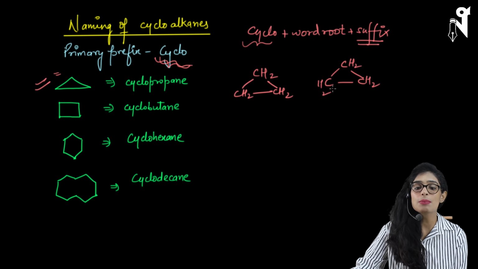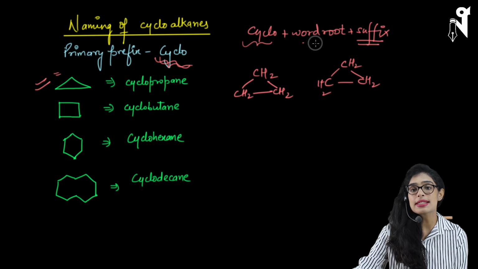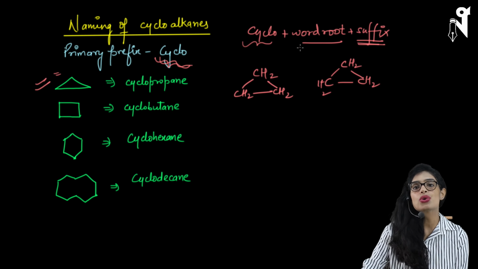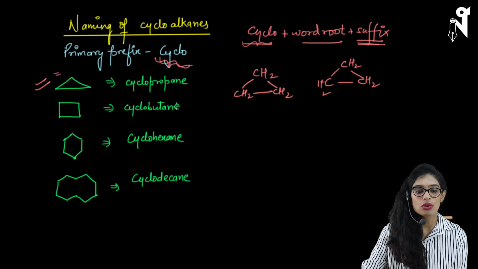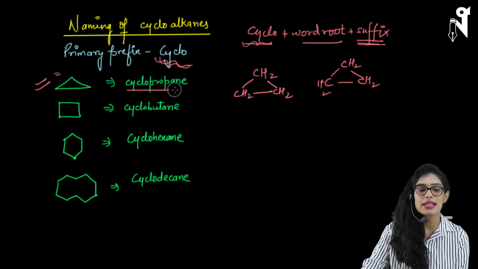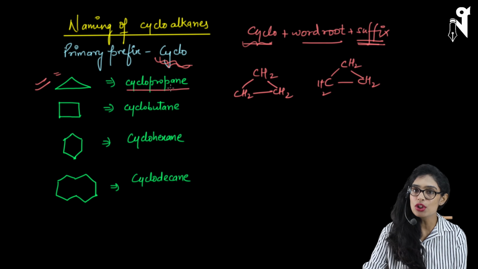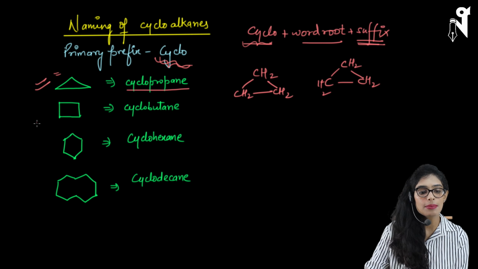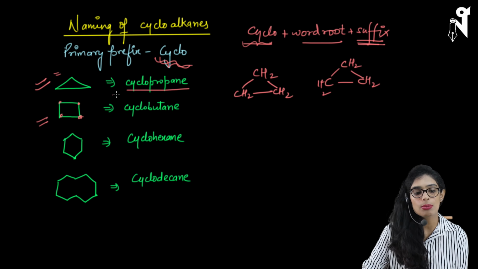This structure is made up of 3 carbons, so the word root is going to be prop. All are single bonded, so ane, and cyclo to represent that it is a cyclic chain. So the name is going to be cyclopropane. Cyclo is the prefix and propane is the name of the chain. Similarly, I have the next compound, cyclobutane, a 4 carbon chain. All singly bonded, so cyclobutane.